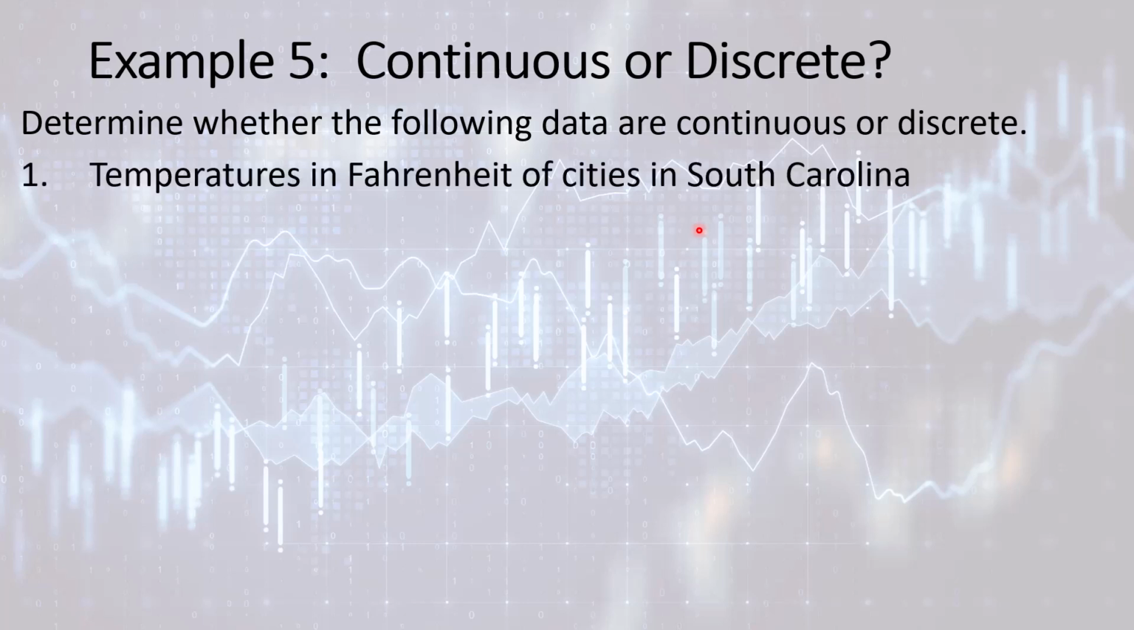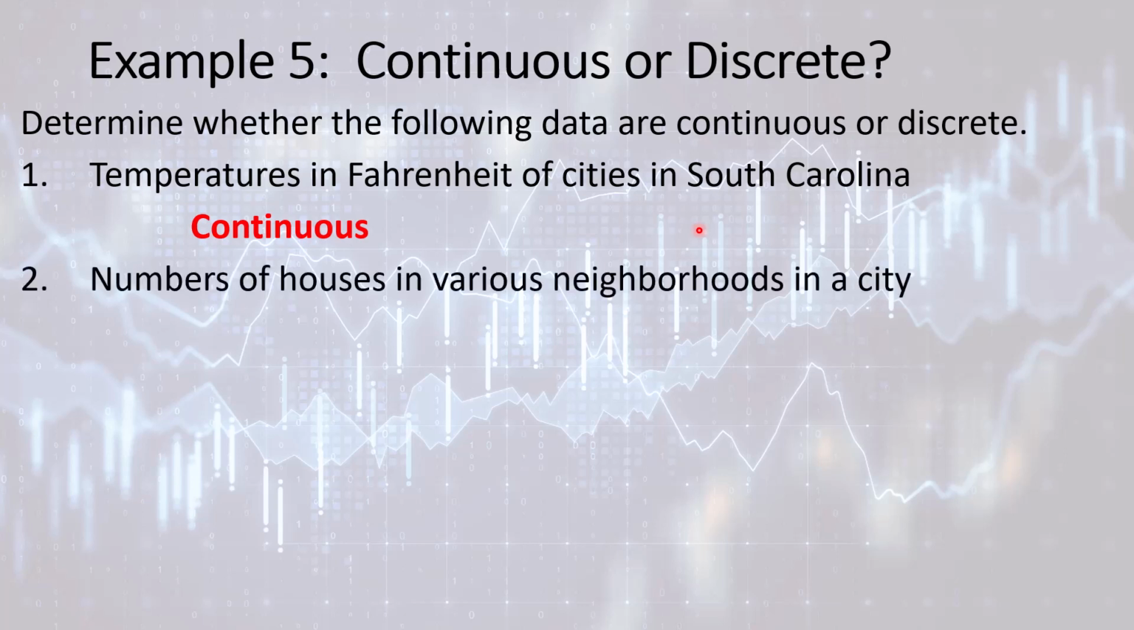The temperature in Fahrenheit of the cities in South Carolina, that can go as far as, very sporadically, down to 0 degrees Fahrenheit, sometimes a little lower, all the way up to well over 120, and any possible value in between. It's a measure. Chances are it's going to be continuous, and it is. The number of houses in the various neighborhoods of cities. Well, we can count houses. Those are counts. 1, 2, 3, whatever. In my neighborhood, the number of lots is 436, but nonetheless, those are discrete.